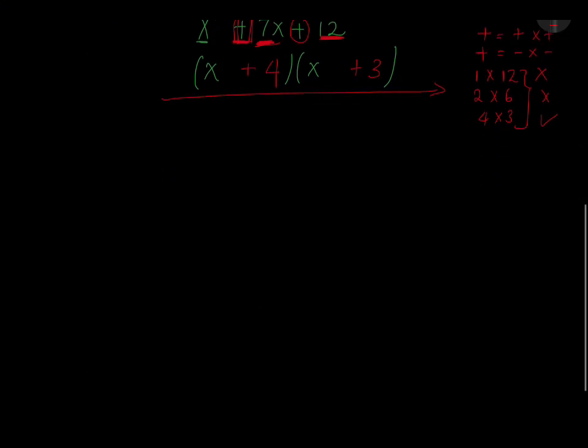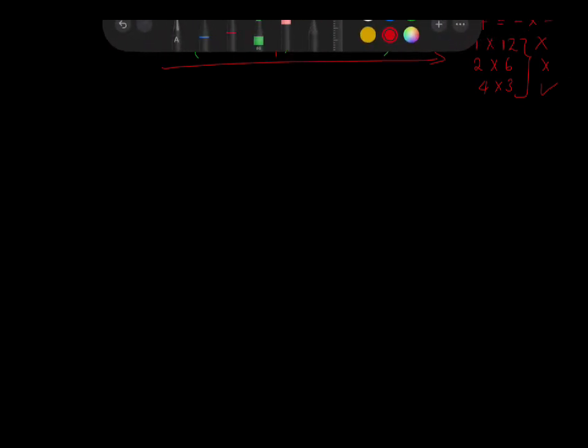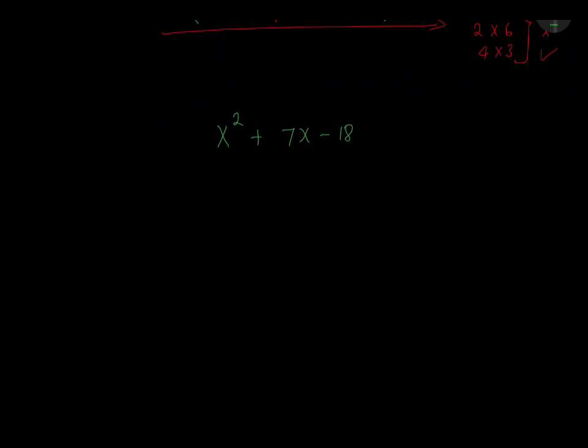So let's do another example. Let's say that we have x squared plus 7x minus 18. As we did in the last example, we must have these brackets. Because we have x squared, here we're gonna have x and x.